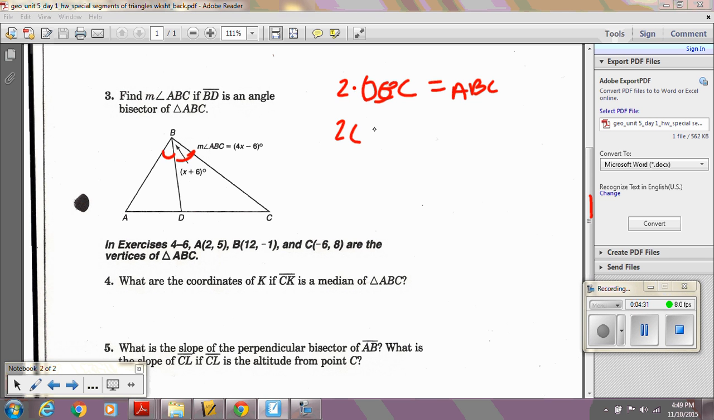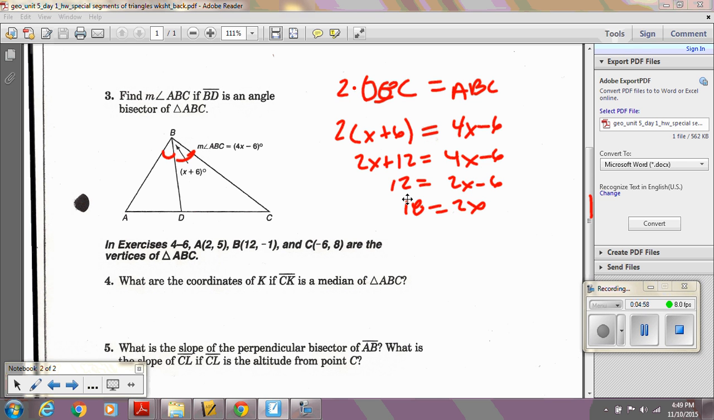That means 2 times x plus 6 is equal to 4x minus 6. So distribute your 2 first. You have 2x plus 12 equals 4x minus 6. Subtract 2x. So you have 12 equals 2x minus 6. Add 6. You have 18 equals 2x. Divide by 2. So 9 equals x.